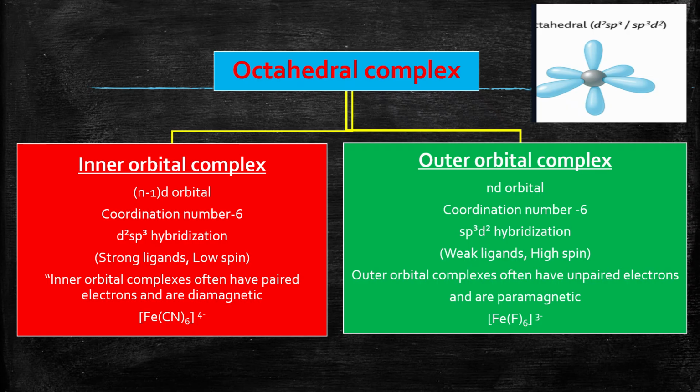In inner orbital complexes, strong ligands participate and they have low spin. In outer orbital complexes, weak ligands participate and they have high spin. Because of strong ligands, the electrons are paired up and they show diamagnetic nature. When weak field ligands participate in outer orbital complexes, most of the complexes have unpaired electrons and are paramagnetic. See the example of these two complexes.